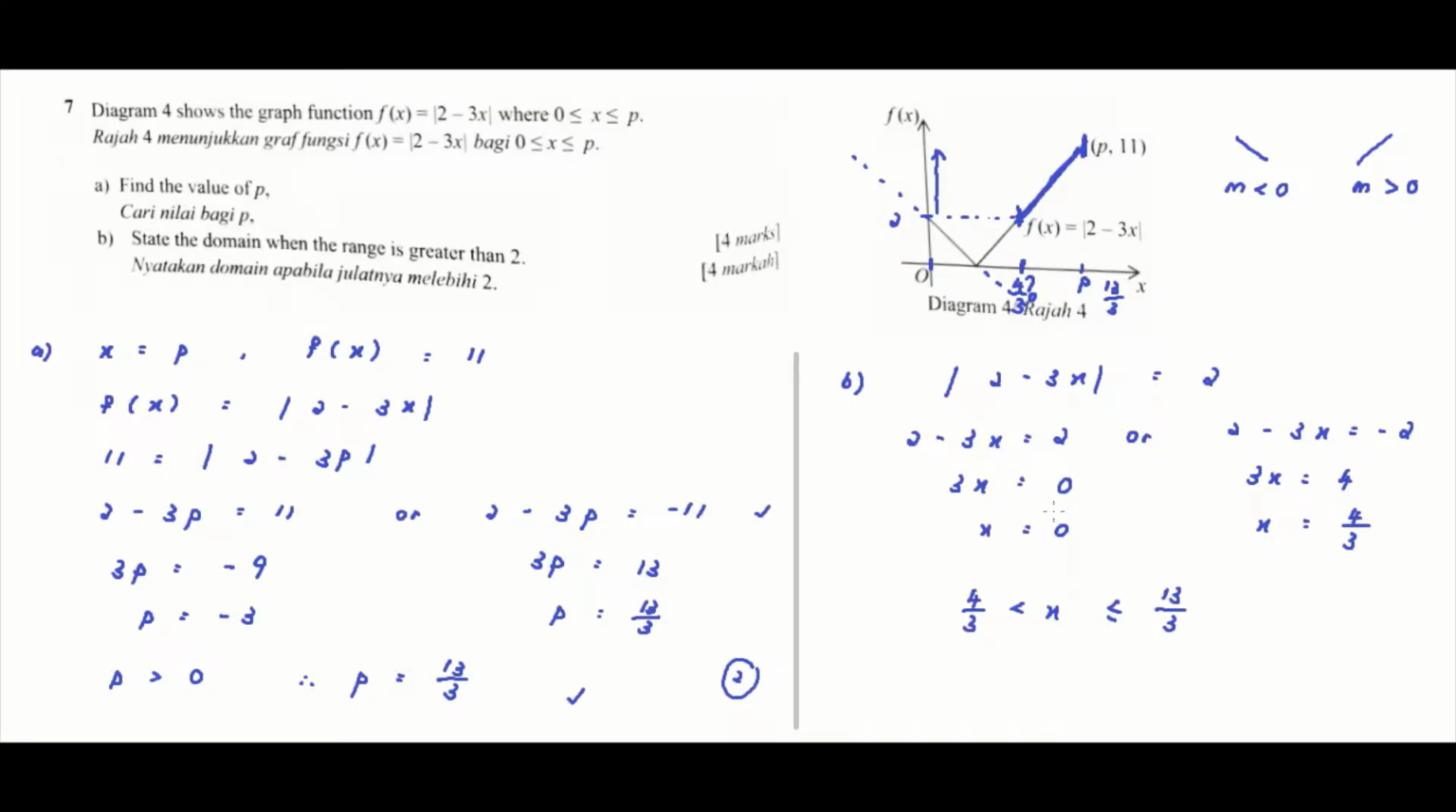So the marking key will be: 1 mark over here for 2 minus 3x equals -2. Then you can get 1 mark, because x equals 0 is the one that you should identify over here. So this is the value that you are finding. Then after that, your last answer, 1 mark. So it's 2 marks.